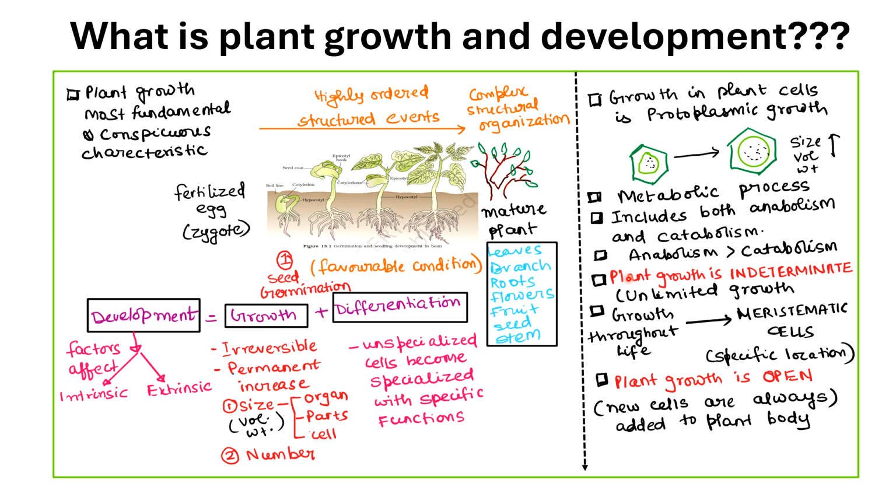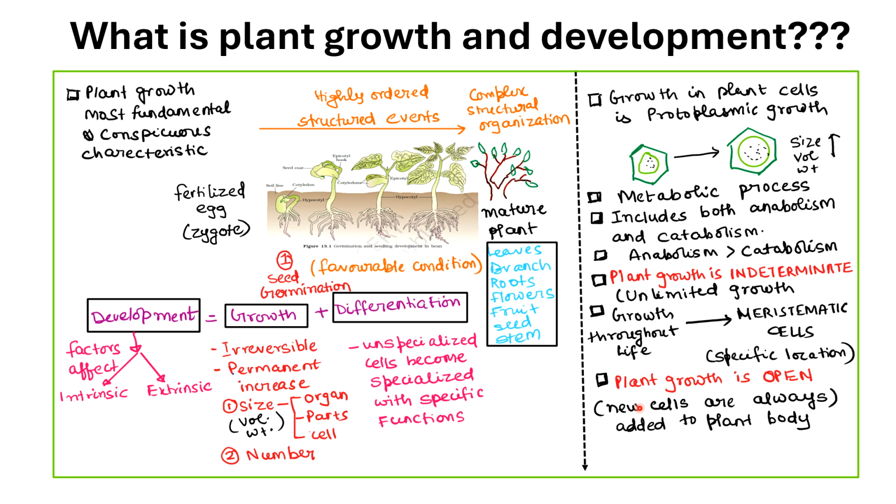The important characteristic of plant growth is that it is indeterminate in nature. What is determinate? Determinate means something which is limiting. But plants, if you see, can grow throughout their lifetime. Throughout their life cycle, they are capable of growth. They can produce new leaves. They can produce new branches. So that type of growth is called indeterminate growth.